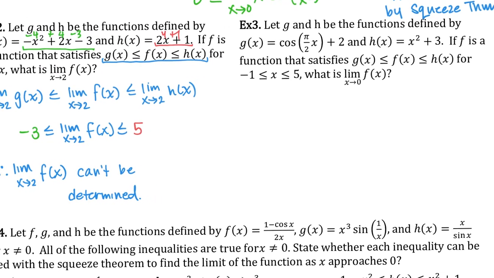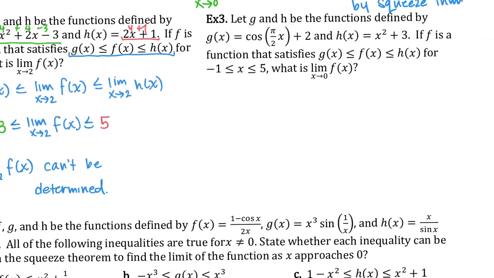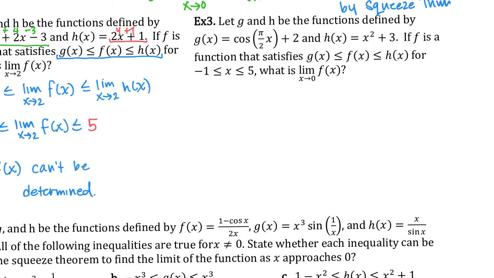It's very similar. We're going to try that and see if we can get a conclusion using the squeeze theorem again. Okay, so let g and h be the functions defined by g of x equals the cosine of pi over 2 over x plus 2, and h of x equals x squared plus 3. Okay, f is a function that satisfies this inequality: g of x is less than or equal to f of x is less than or equal to h of x, from negative 1 to 5. Okay, what's the limit as x approaches 0?